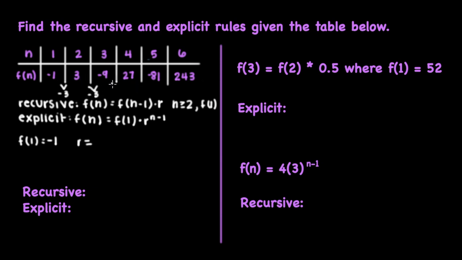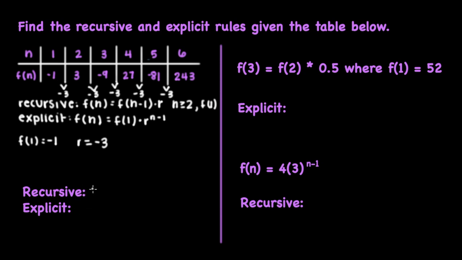And just to make sure that this is actually a geometric sequence, we can continue this process for all the numbers given in our table. So 27 divided by negative 9 is negative 3, and so now we know that our common ratio r for the given table is negative 3. And now, given these two values, we can write our recursive and explicit rules.